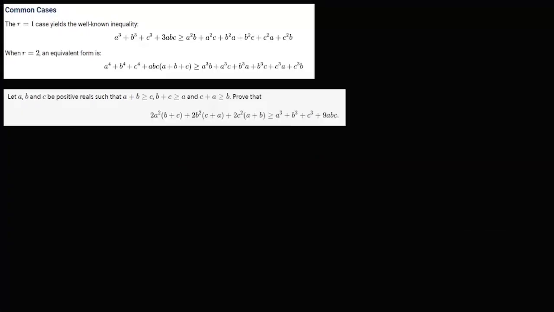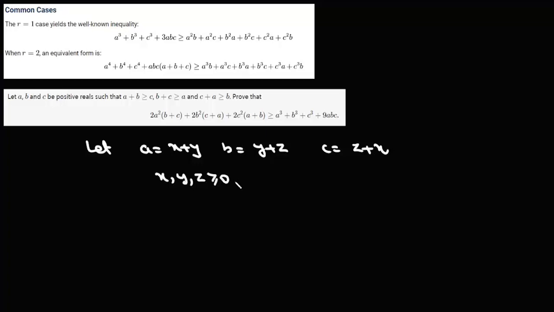Now let us take another example, and here we are given a, b, c are three positive real numbers such that a plus b is greater than or equal to c, b plus c is greater than or equal to a, and c plus a is greater than or equal to b. Then we have to prove this result. What we'll do is we'll say let a equals x plus y, b equals y plus z, and c equals z plus x. Then if we take a plus b, it is x plus 2y plus z, which is greater than z plus x. So from here we can write x, y and z are non-negative real numbers.